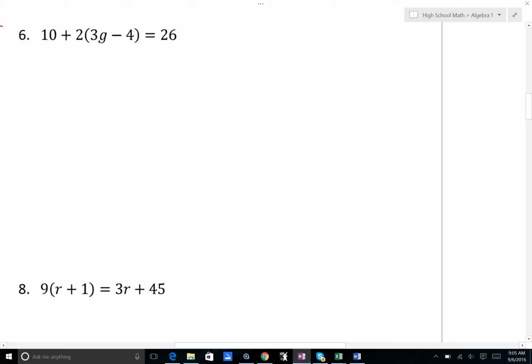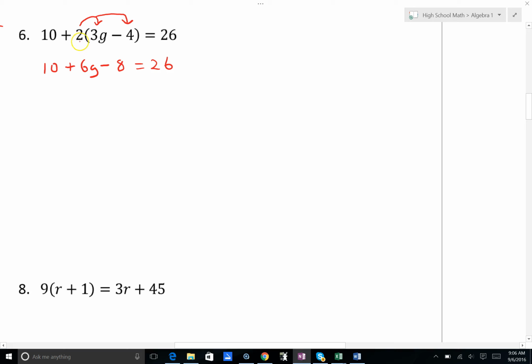Number 6. 10 plus 2 times the quantity 3g minus 4 equals 26. When we have a number connected to a parentheses, we will employ the distributive property. In general, if there's distributing to be done, we'll do it first. 10 remains the same. 2 times 3g will be a 6g. 2 times 4 will be 8. We will preserve our operation. If this were a minus 2, we would change these signs and change this operation to addition.